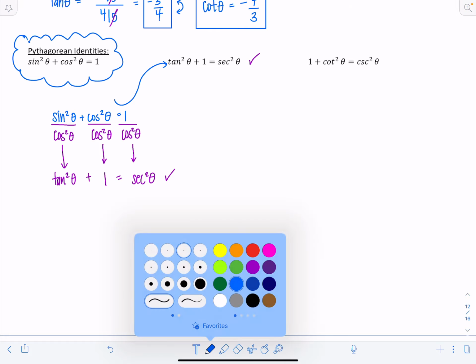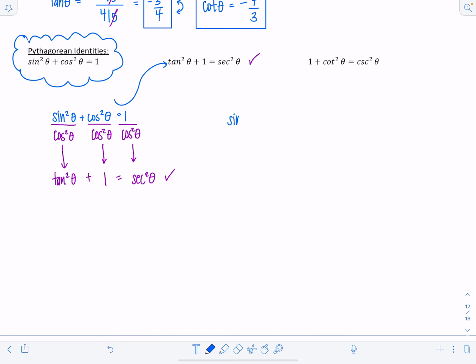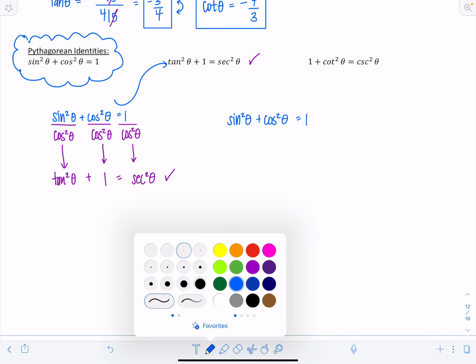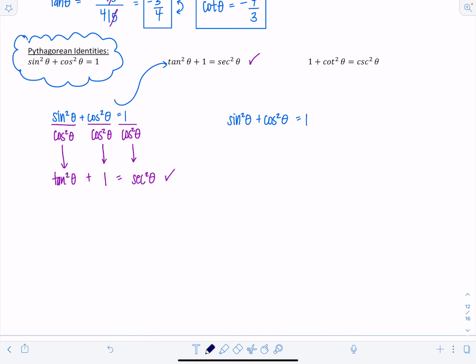What do you think we would do in order to get that third one? Again, you start with sine squared theta plus cosine squared theta equals 1. We're going to divide not by cosine squared theta this time, but by, that's right, sine squared theta. So let's see if you can get it.